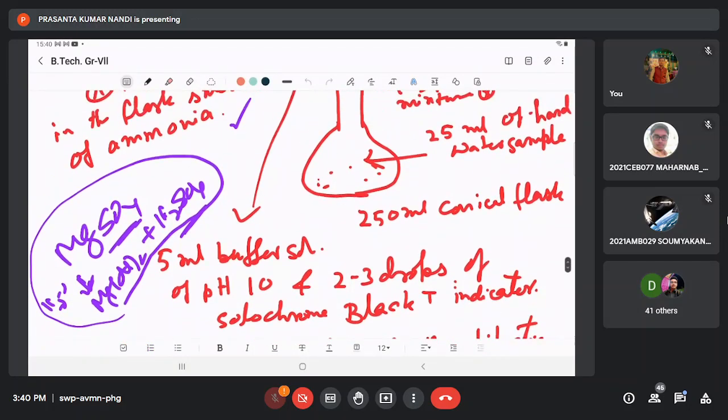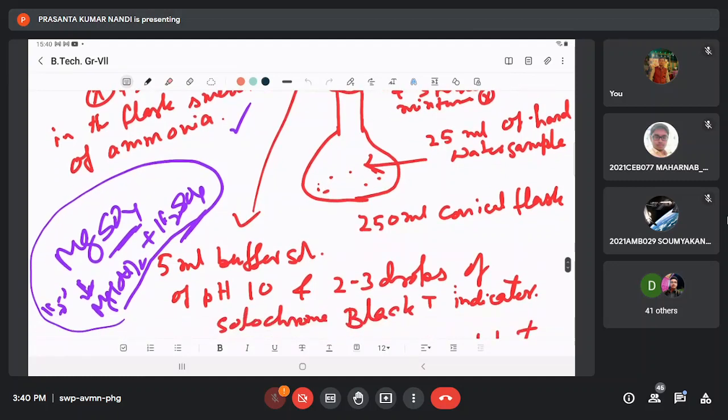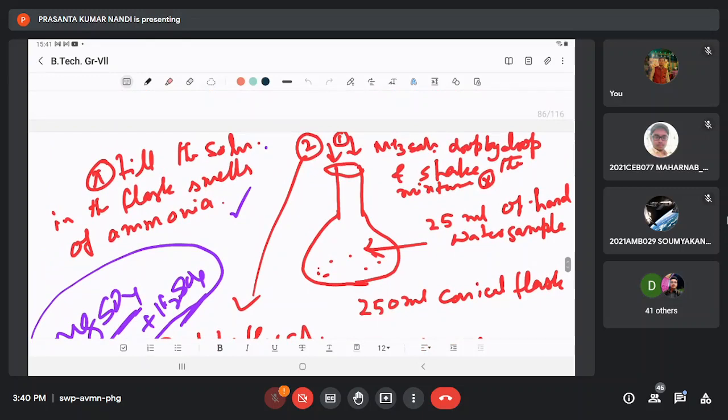Actually, this is needed because suppose you have a magnesium sulfate solution. Magnesium sulfate in the aqueous medium undergoes hydrolysis to produce magnesium hydroxide. Not only magnesium sulfate, any soluble salts of magnesium, say magnesium chloride, also undergo this sort of hydrolysis. So to prevent this hydrolysis, if we have excess acid present, generally ammonia solution is added drop by drop till the solution in the flask smells of ammonia.